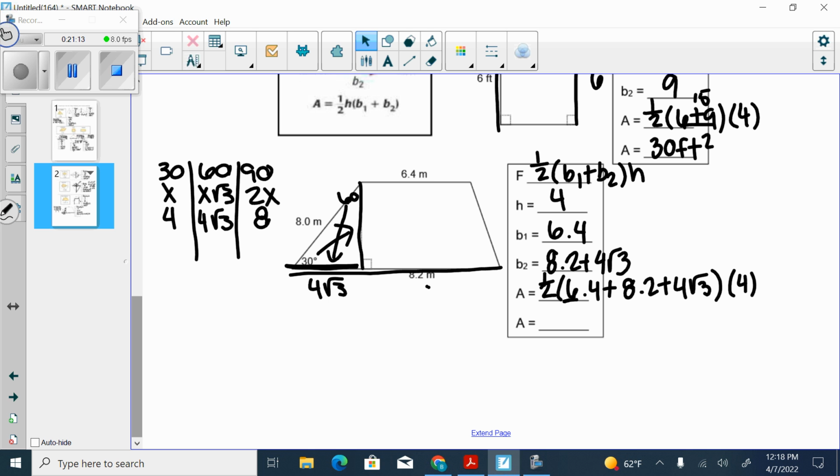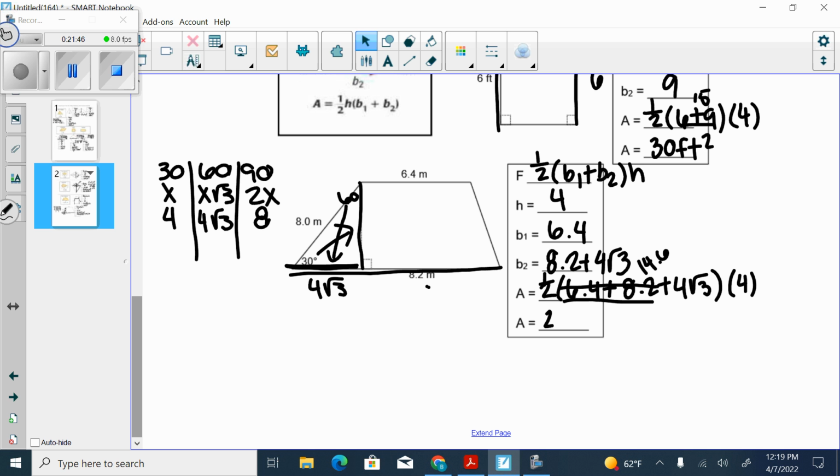All right, we've got these two that are like terms. So we can add those together. What is 6.4 plus 8.2? Okay, so I'm going to make a little note of that. I'm going to mark those two out and say that they became 14.6. All right, and then we just multiply now. All right, so I've got 1/2 times 14.6 times 4.